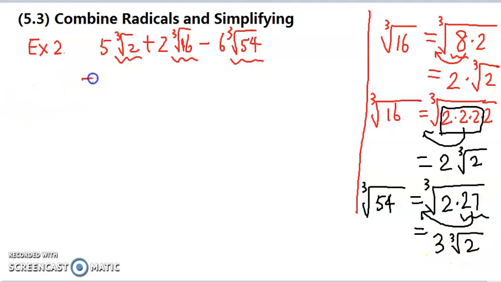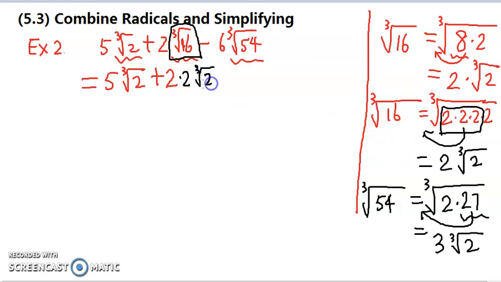Now we're going to go back to the original problem to replace those 2 radicals with their simplest forms. The first one, because it is already in its simplest form, we're not going to do anything about it, because 2 does not contain 3 copies of any number. But this radical right here can be simplified.